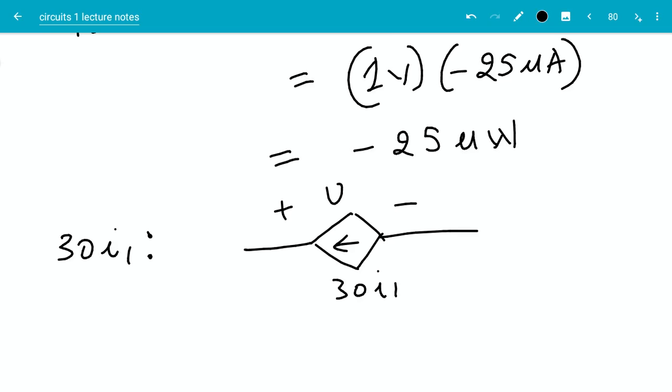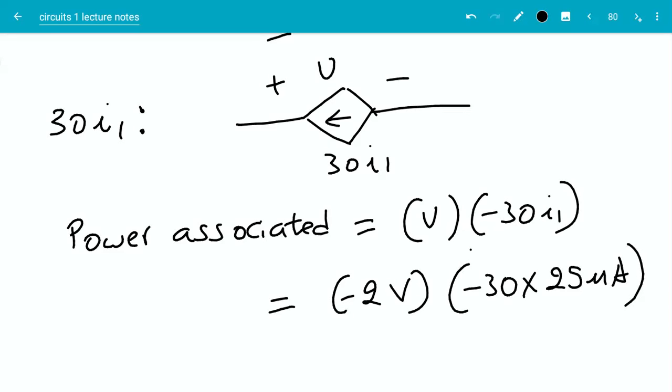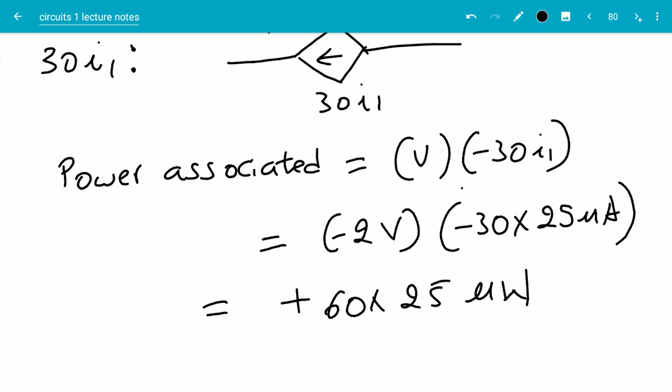Let's look at the controlled current source. Here is the relevant part of the circuit. Power associated would be the voltage drop V times the current in the direction of the voltage drop, which will be equal to minus 30 I1. Substituting the values for V and I1, we get a positive value. So this controlled current source is not generating power, but it is absorbing power.